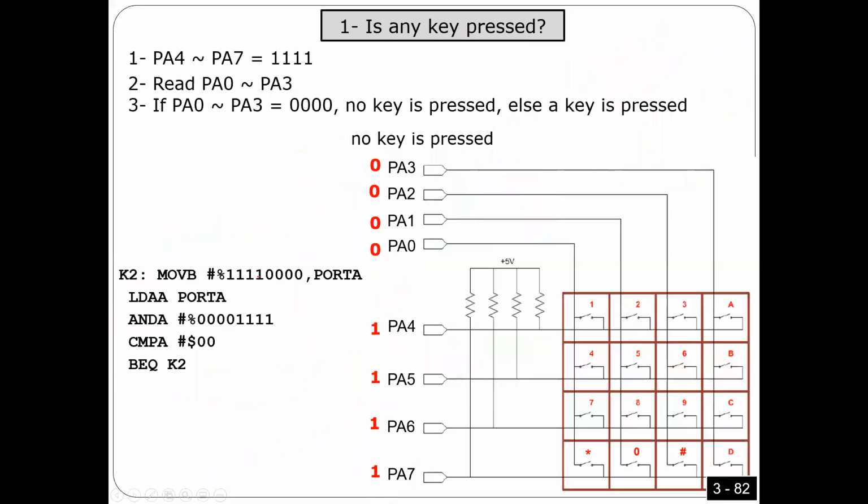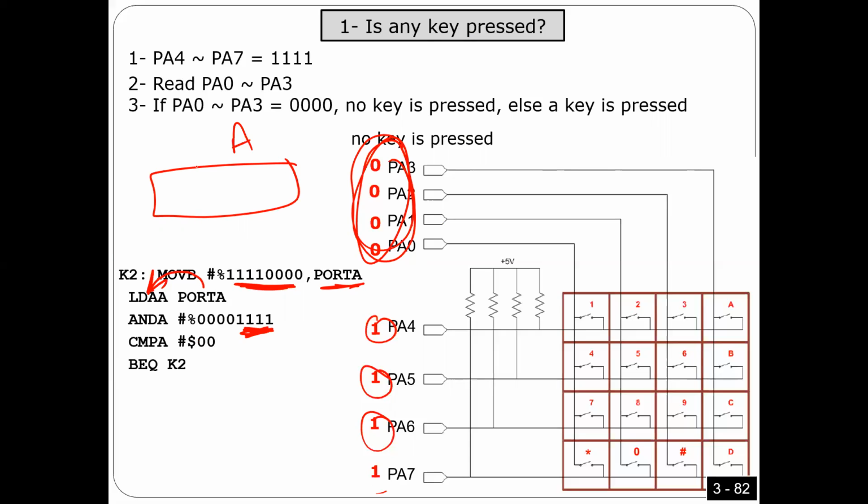Look here. That's what I have just said, guys. I'm gonna output 1 1 1 1 to port A. Number 2, I'm gonna read port A because I wanna check these 4. I'm only interested in the first 4, so I'm gonna mask these 4. I don't need them. That's what I did here.